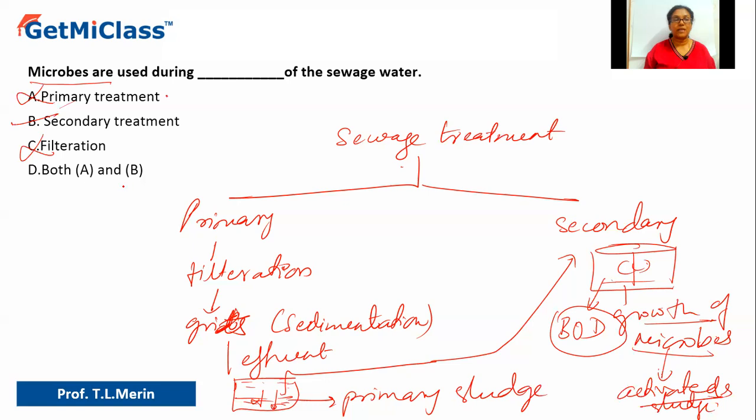Option D is both A and B. So it is not correct, because in primary treatment, we don't use microbes. Okay, so option B is the correct answer. Let us conclude. So the answer is option B.